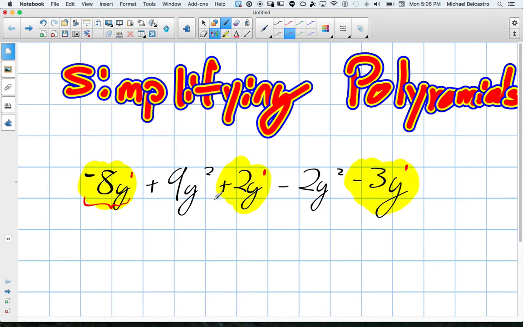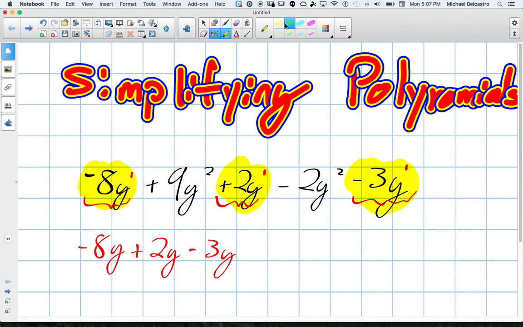What I can do is rewrite them to make it simpler. You might be able to do this all in your head after this step, but I'm going to rewrite them with the operation in front of the coefficient coming along with it. So what does that mean? That means I have negative 8y. This is a plus sign, so plus 2y. And this is a subtraction sign, so minus 3y. Okay, so I've now dealt with those three.